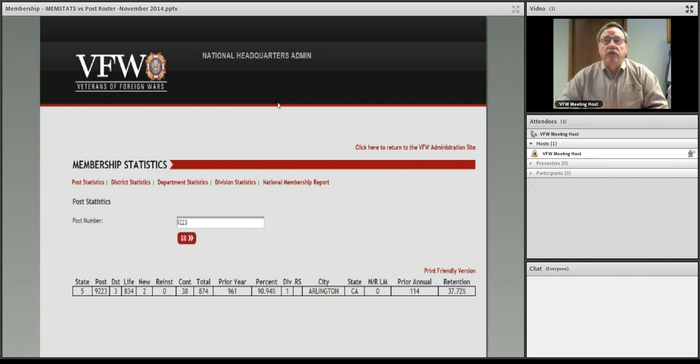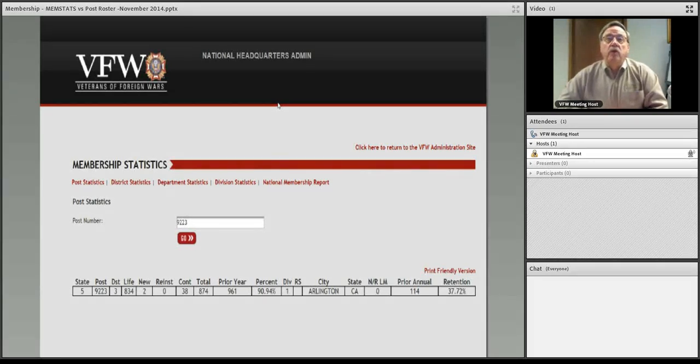I'm going to go over a few of the categories that may or may not come into question during your travels. The first box refers to 5, which is the state code for California. Second box, post 9223, District 3. The post has 834 life members. They have 2 new members, 0 reinstated members, and have collected the dues on 38 annual members. This gives them a total of 874 members.